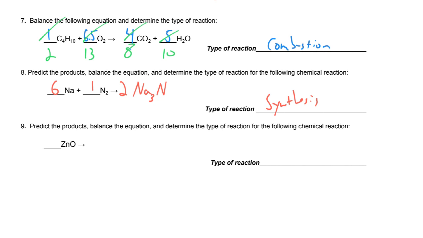And here I've got a decomposition. And the zinc and the oxygen separate. Oxygen is a diatomic, so it always has to get the O2, which means a 2 here and a 2 here.